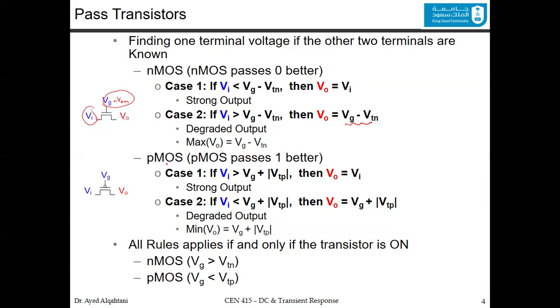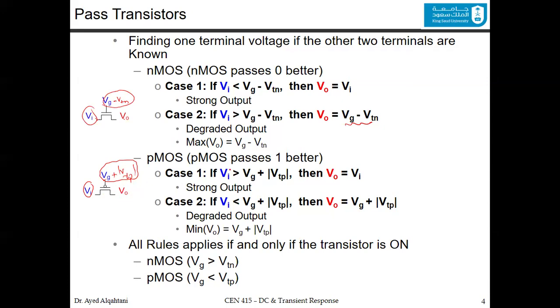Now, for the PMOS, it's the other way around. Remember that the PMOS passes one better. Again, you compare those two values. You have VG, but now you add the value of the V threshold of P, and this is going to be the absolute value, so it's not negative. And you add the VG to that value. And then you compare those two quantities. Whoever is larger is the one going to show up in the output.